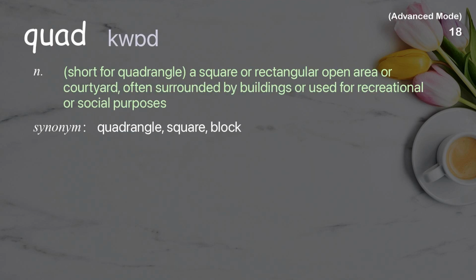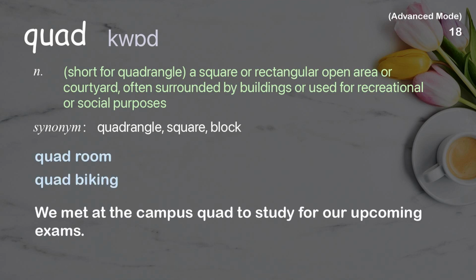Quad. Short for quadrangle, a square or rectangular open area or courtyard, often surrounded by buildings or used for recreational or social purposes. Examples: Quad room. Quad biking. We met at the campus quad to study for our upcoming exams.